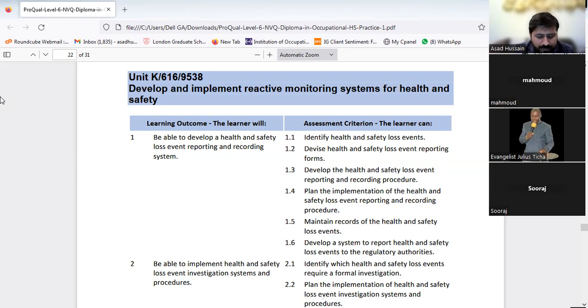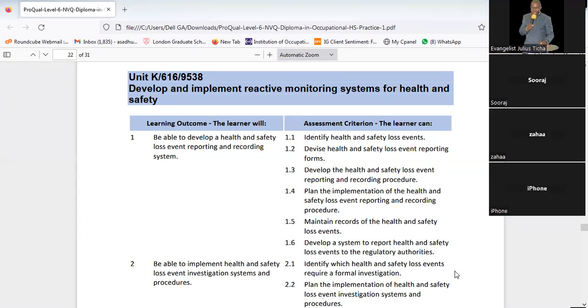So first of all, what you have to do in the first assessment criteria, please mute yourself, please. So, I was discussing the first assessment.